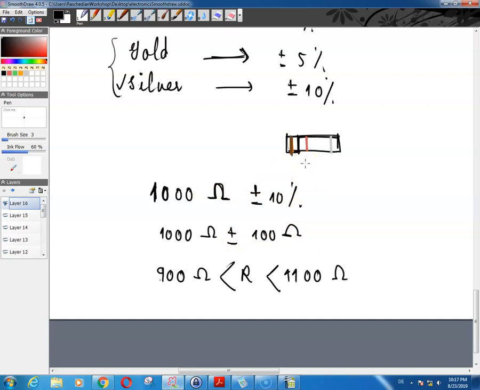Now let me get my calculator. Okay, so as you can see, what that means is that when you get a 1,000 ohm, 10% tolerance resistor, all that you know about this resistor is that the actual value of its resistance is somewhere between 900 ohms and 1,100 ohms, which is basically a pretty big tolerance.